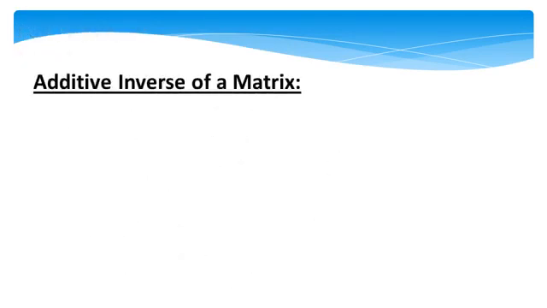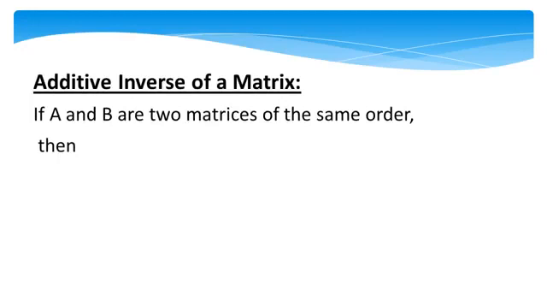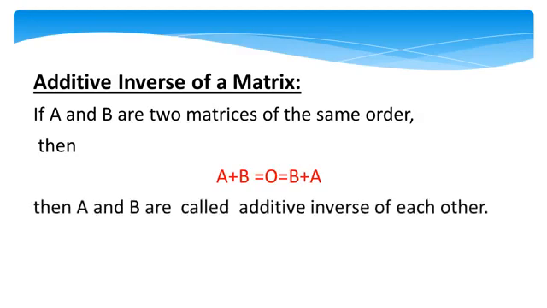Additive inverse of a matrix. If A and B are two matrices of the same order, then A plus B is equal to O, which is equal to B plus A. Means if we add A matrix with B matrix, the result is zero matrix, and if we add B matrix with A matrix, the result is also zero matrix. Then A and B are called additive inverse of each other.